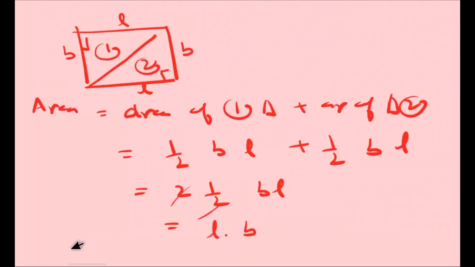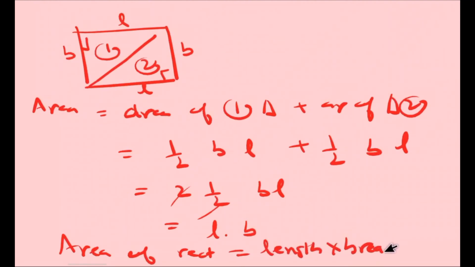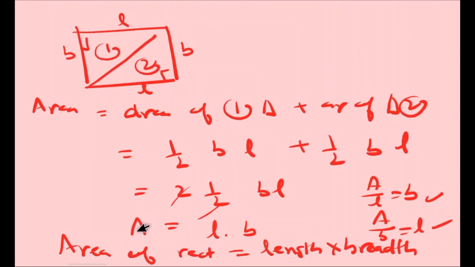So what is the formula of area of rectangle? Area of rectangle equal to length into breadth. If you want the breadth, then we can use area upon L equal to B. If you want the length, then we can use the formula in the same way. So what is the area of rectangle? That is L into B. This you have to learn.